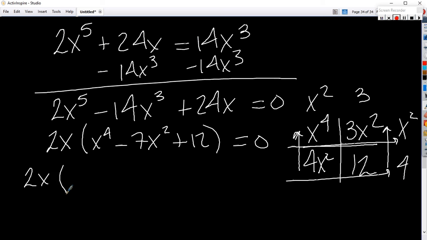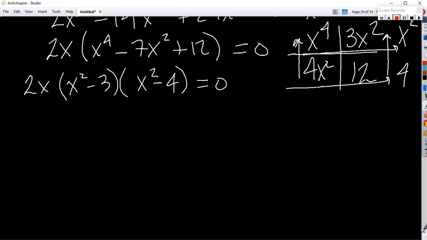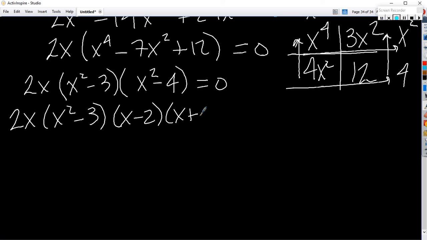So it'll be 2x times x squared minus 3. Is it factored completely? Yeah, you've got x squared plus 4 and x squared minus 3, then x plus 2 and x minus 2. That's right, Brady. I can't do that 3 though. Why, Bryce? Because it's not a perfect square. You're right. So at this point, is it factored completely? Don't go any further.